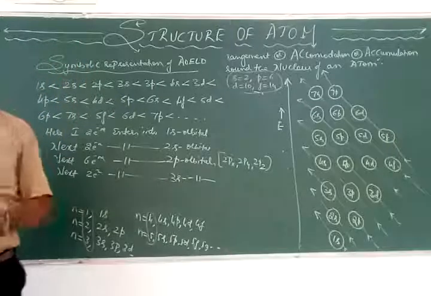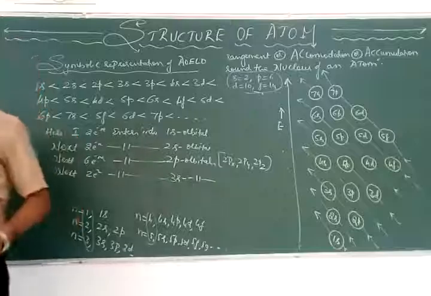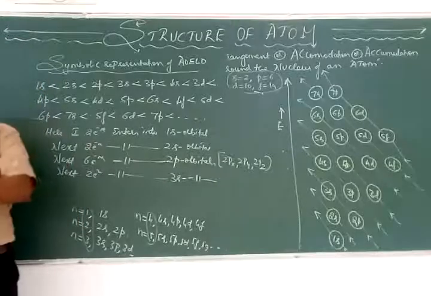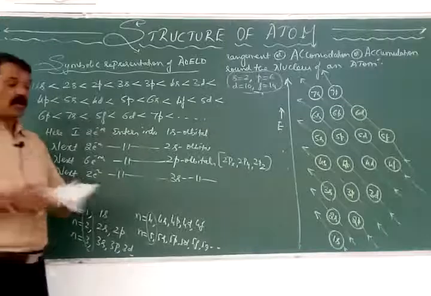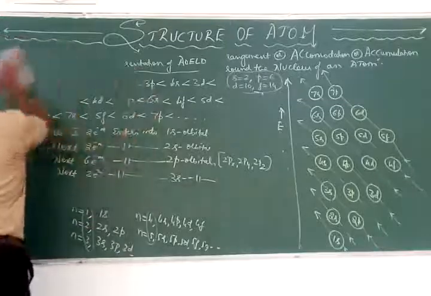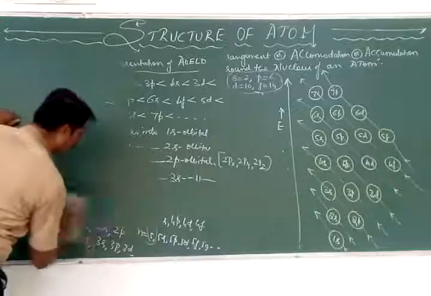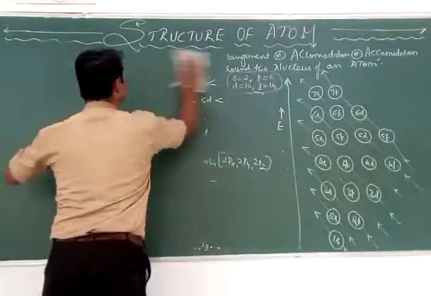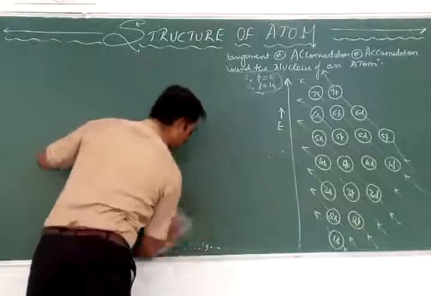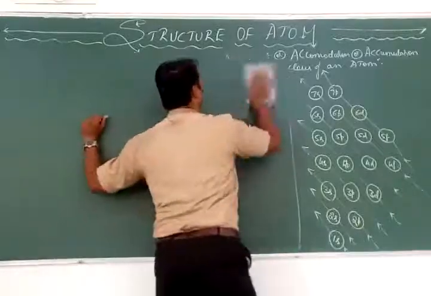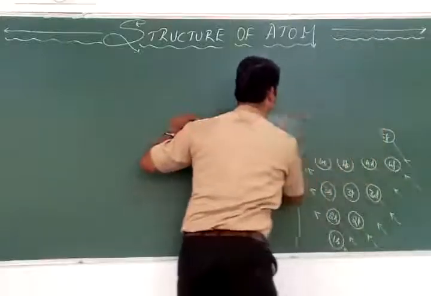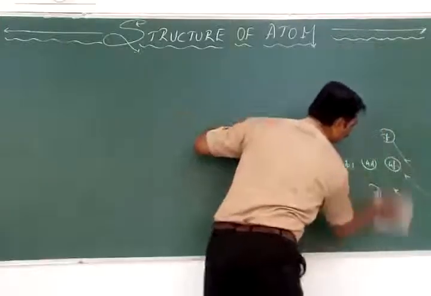So that is the first principle, called the Aufbau principle: electrons always enter the various atomic orbitals in increasing order of their energies. Next, the second rule or principle relative to electronic configuration is Pauli's exclusion principle. What is Pauli's exclusion principle?